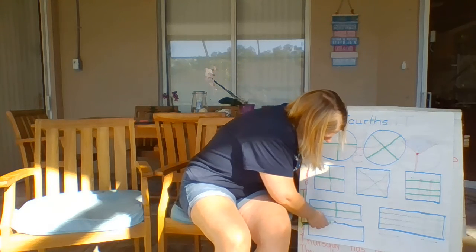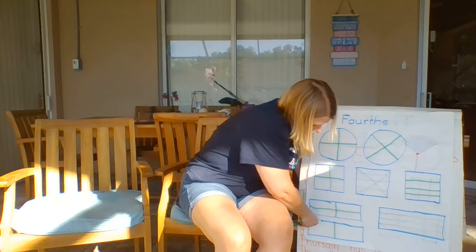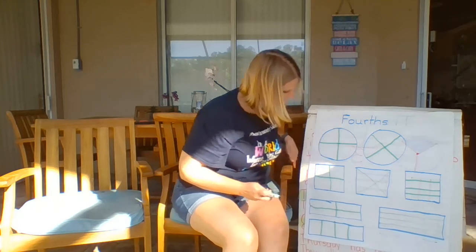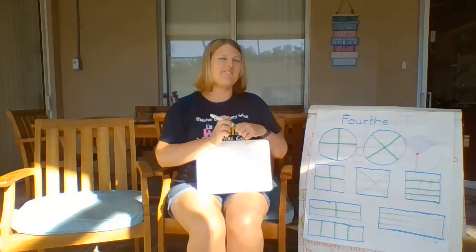Now, what if I just want to go up and down? What if I want to show half this way again, but then take each of these halves and cut them in half again to get 1, 2, 3, 4 equal pieces? Oh my goodness, so many ways to make 4ths.